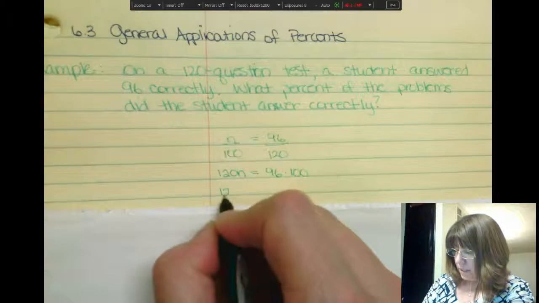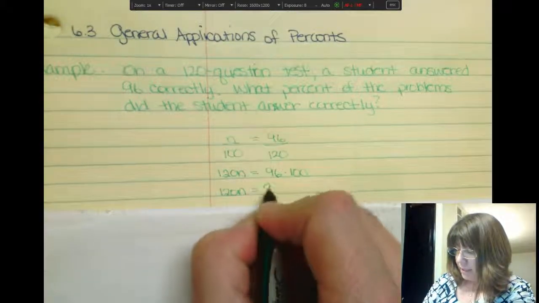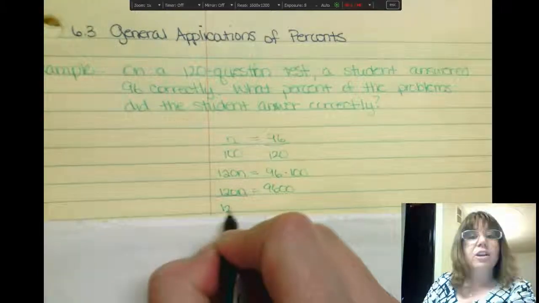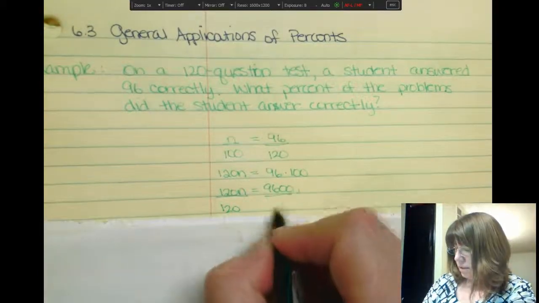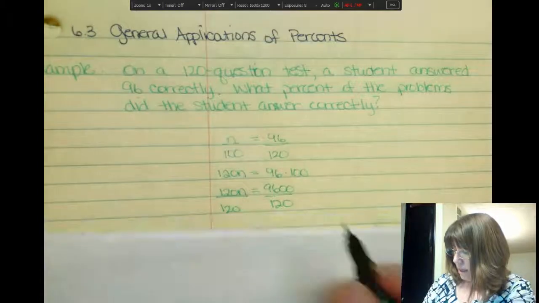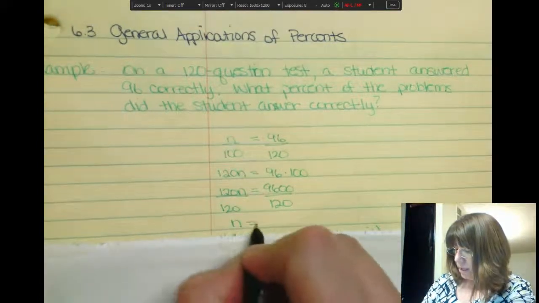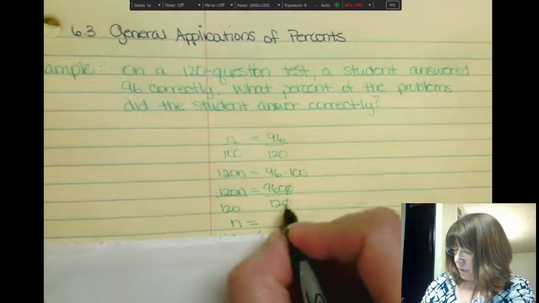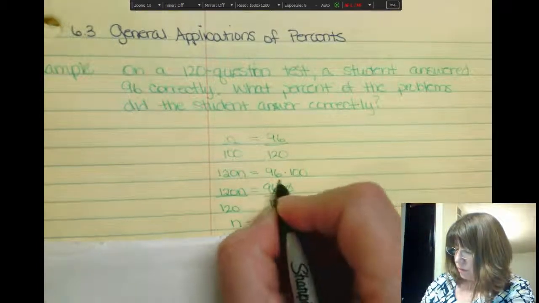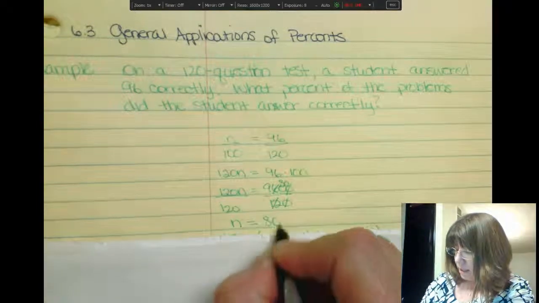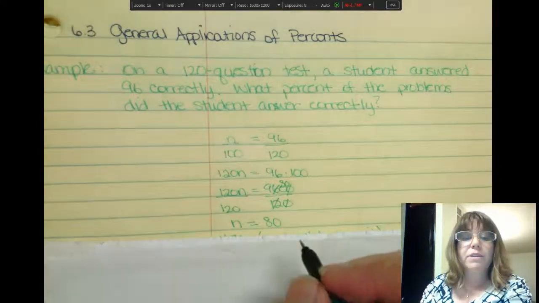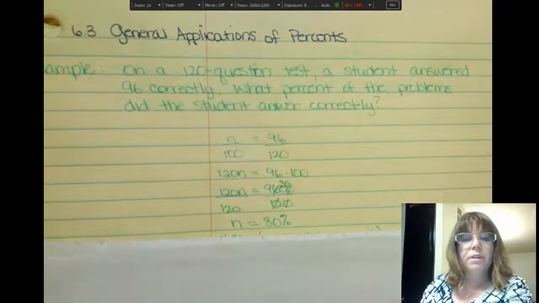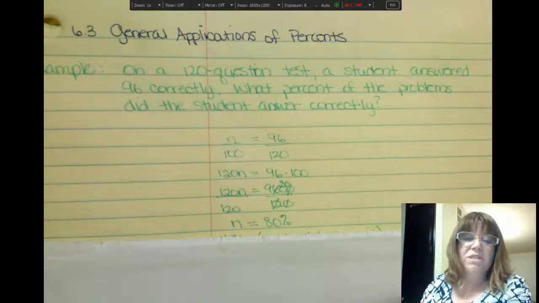So 120n equals 9600. Divide both sides by 120, and therefore n equals, and we can reduce this down to 80. But remember, our answer is in percent, so we do need our percent symbol. So the student received a B on their exam.